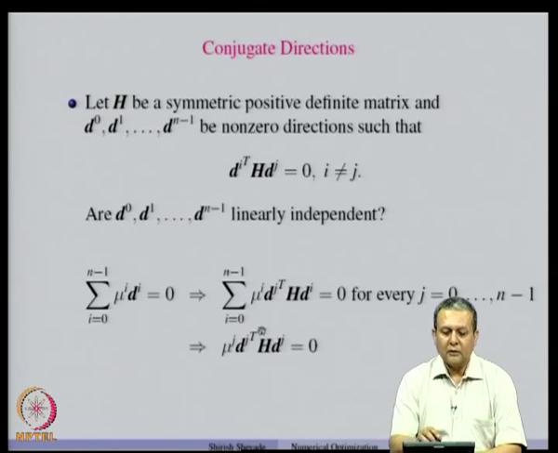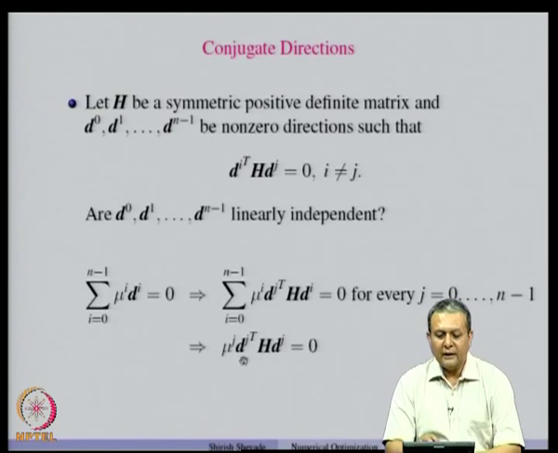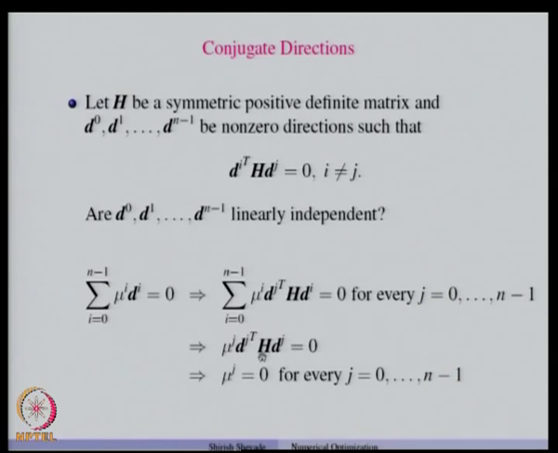Now, H is a positive definite matrix, d_j is non-zero. So, d_j transpose H d_j is greater than 0 and therefore, mu j has to be 0. Therefore, mu j becomes 0 for every j. So, which means that sigma mu i d_i equal to 0 means that mu i equal to 0 for all i, and that means that this set of vectors are linearly independent.